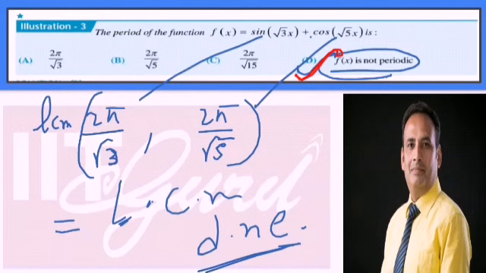Students might get stuck in this problem and say 2 pi by root 15, but mind this point: you can't take the LCM of root 3 and root 5, because they are irrational numbers. What are irrational numbers? Irrational numbers are those numbers which are non-terminating and non-repeating decimal fractions. Just like the value of root 2 is 1.414, with different numbers coming after the decimal. Similarly pi and e are also irrational numbers. Root 2, root 3, root 5 are irrational numbers, so you can't take the LCM. Let's see the solution of this question.